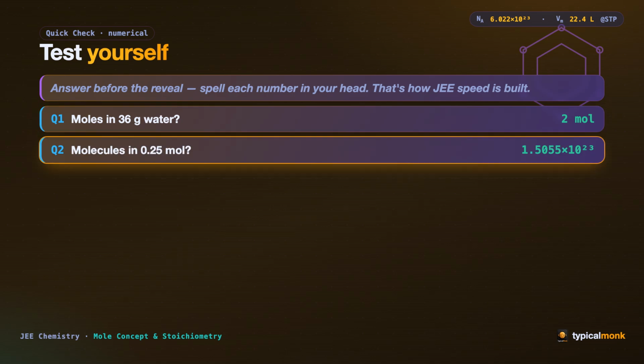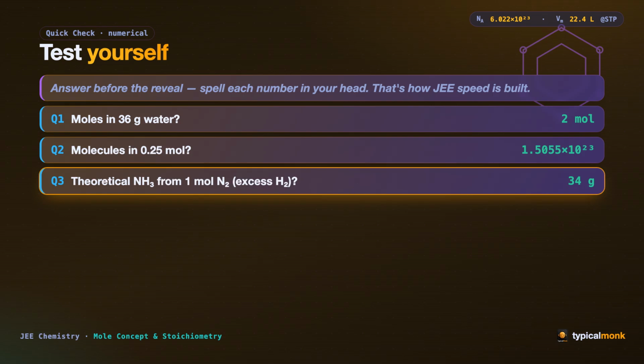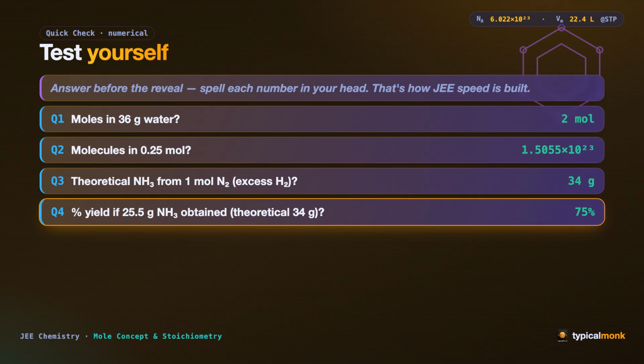Question 2. How many molecules are there in 0.25 moles? A quarter of Avogadro's number, 1.5055 × 10^23. Question 3. From 1 mole of nitrogen with hydrogen in excess, what is the theoretical mass of ammonia? 2 moles times 17, 34 grams. Question 4. If the experiment gives 25.5 grams of ammonia against a theoretical 34 grams, what is the percentage yield? 25.5 over 34 times 100, 75%.